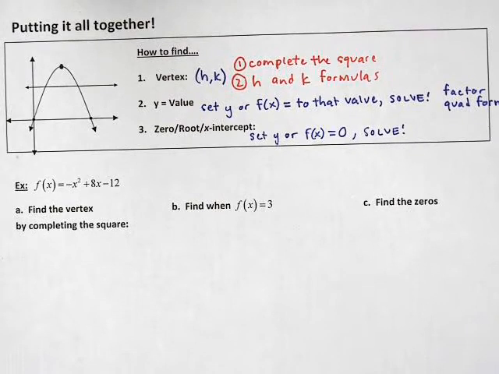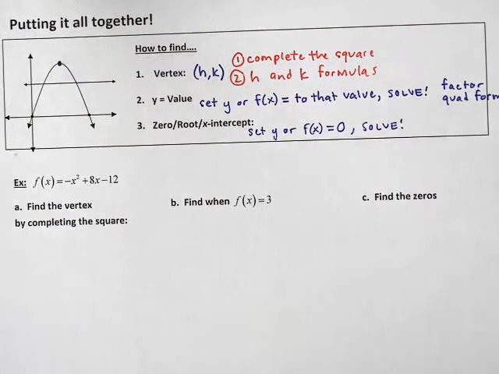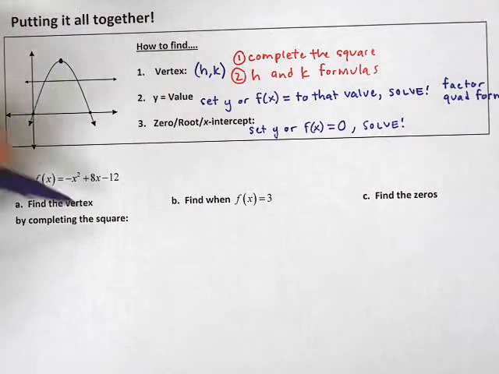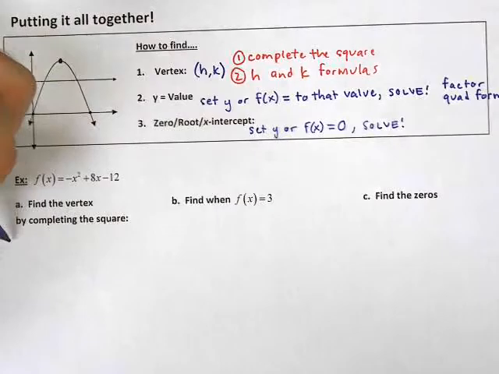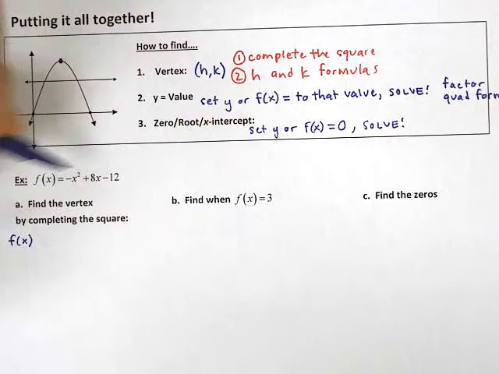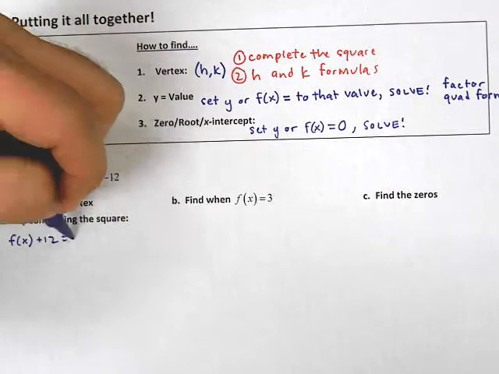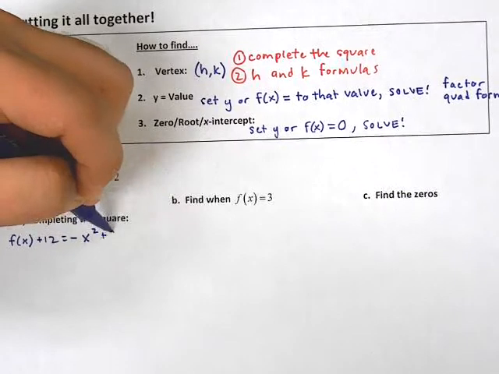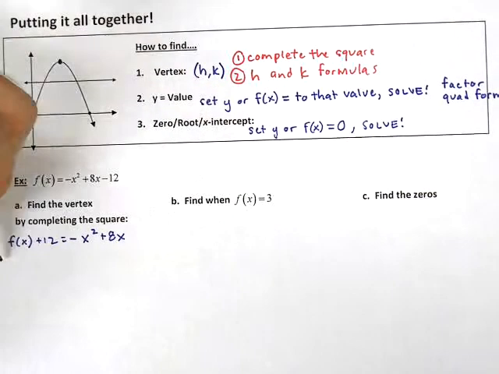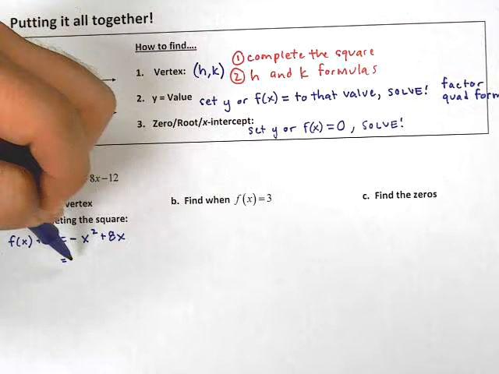So for a little bit of review here. Okay, find the vertex by completing the square. All right, so f of x, I'm going to move my c value over now, so plus 12 equals negative x squared plus 8x. Now remember, first things first, got to factor.